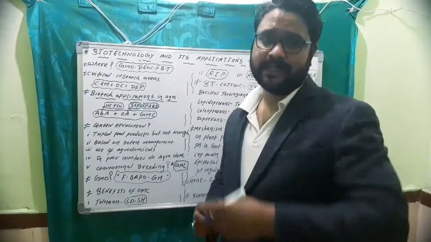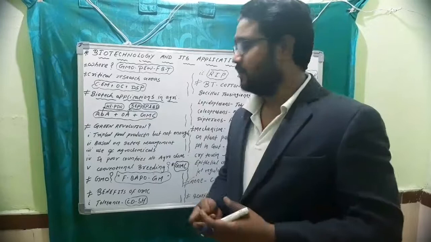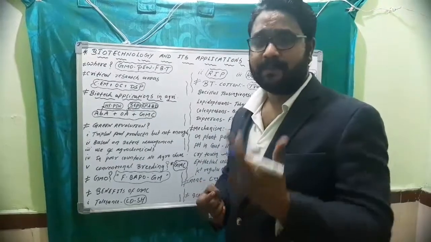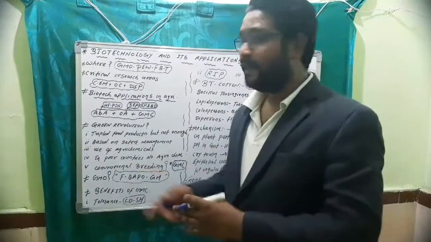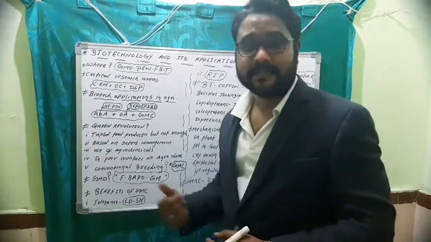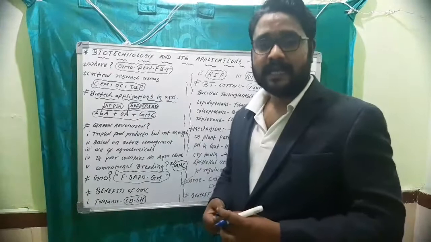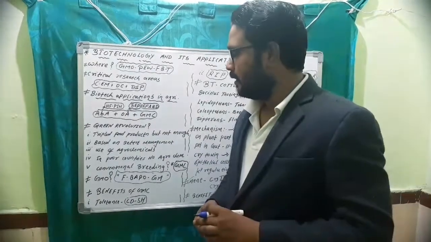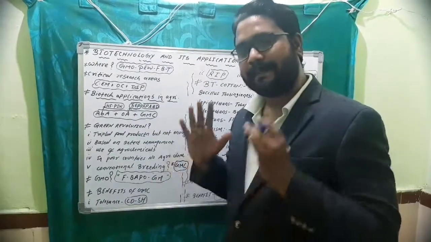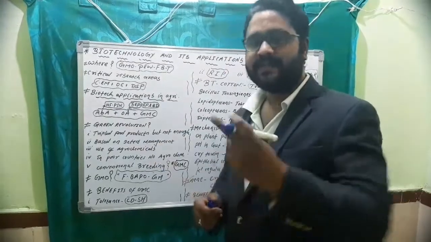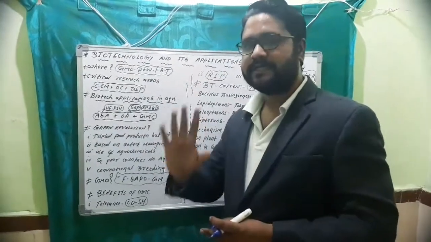Then if there was a green revolution, then MS Swaminathan, Norman Borlaug, these people became so famous. Then why do we need biotechnology in agriculture? Because that was the boon in research where the green revolution happened. But why are these biotechnological applications necessary even after the green revolution? We have to understand some basic points.